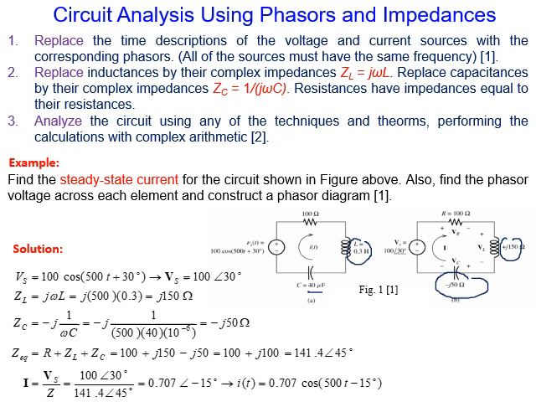Now you see, the voltage was 100 cosine 500t plus 30. We converted it into 100 with angle 30. Very simple. The first step is to convert from time domain into phasor domain. You can see here 100 with angle 30. This is the voltage. ZL, j omega L, this is in ohm. And ZC, 1 over j omega C, or minus j times 1 over omega C, which will also be in ohm.